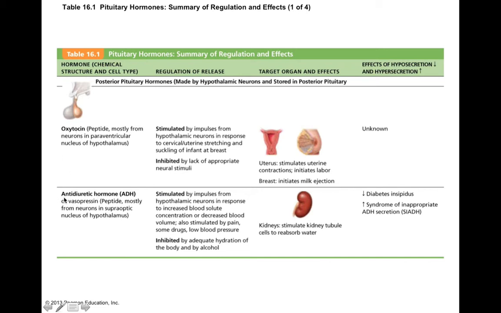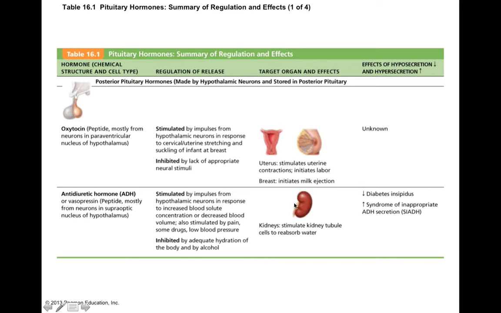Now, another hormone released by the posterior pituitary gland is called antidiuretic hormone, or ADH. It's also called vasopressin. This is a peptide hormone that's synthesized by the supraoptic nucleus of the hypothalamus, and when it gets released into the capillary beds of your posterior pituitary gland, it enters your bloodstream, where eventually this antidiuretic hormone, or ADH, will travel to the kidneys.